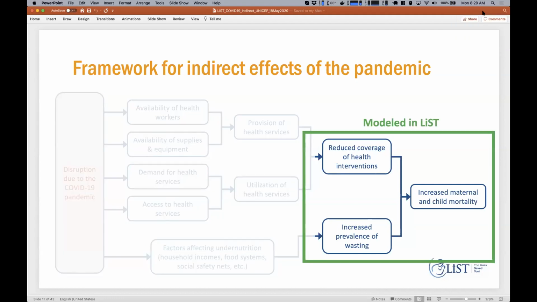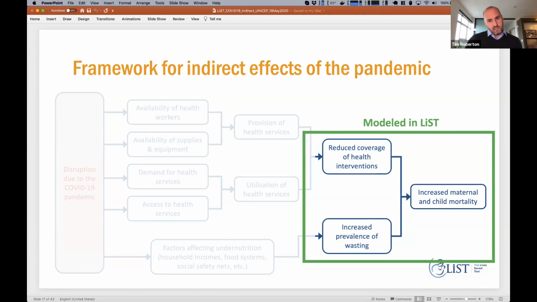Okay. So before I look at those two pathways, I first want to draw your attention to the right-hand side of the model here. You see this specific part of the model, what I think of as the downstream or the far right portion of our model. This is what we can model in LiST, in the Lives Saved Tool.